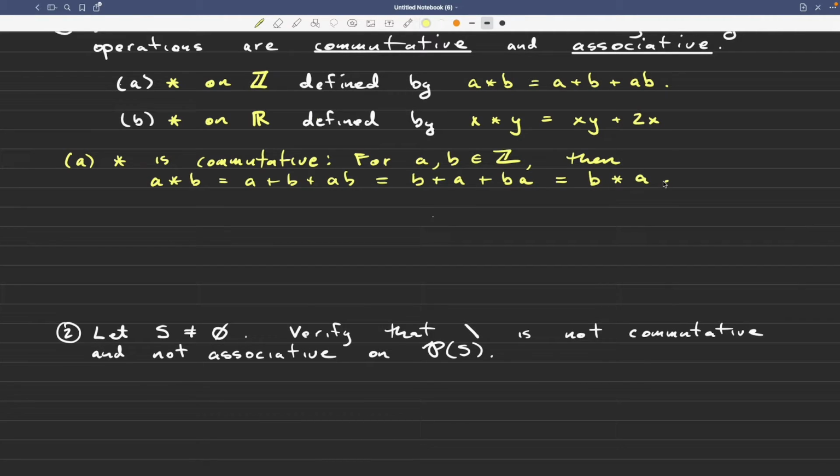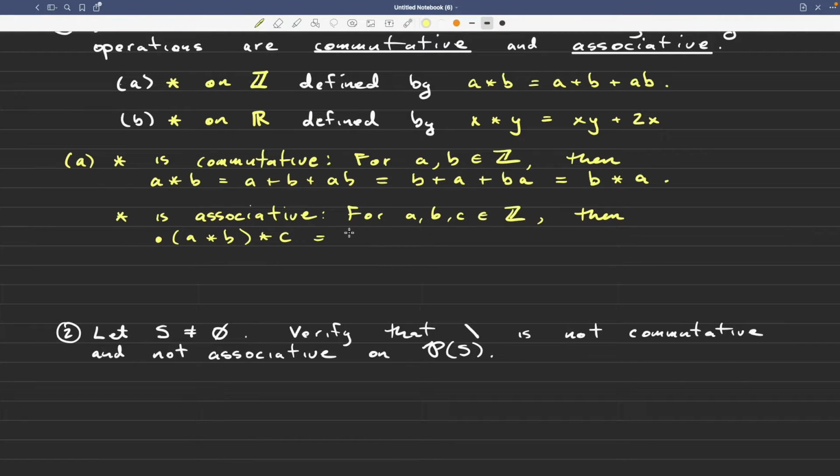Now, how about associativity? I believe that star is associative. If you would take 3 elements, A, B, and C, in the integers, then what do you get if you do A star B, and you star that with C? Well, that would be A plus B plus AB, then you star that with C.